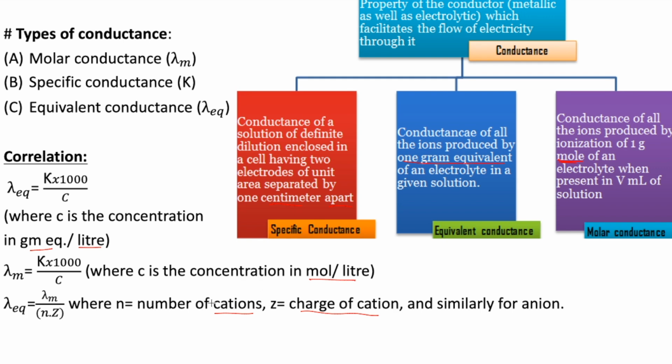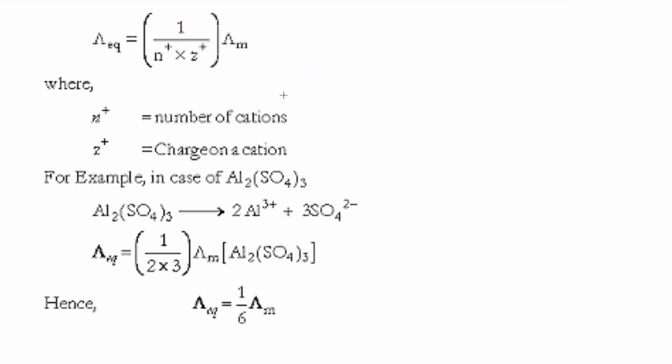That means if you are doing it for anion, it will be the number of anions and the charge of anion. All right. So this formula is important, where it relates the equivalent conductance. If you have the value of equivalent conductance, you can find out the value of molar conductance by putting it in this particular formula. The same formula repeats itself here as well with an example.